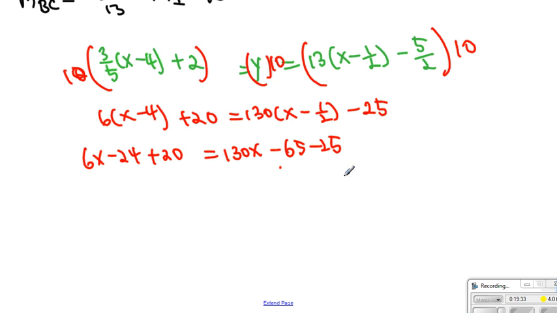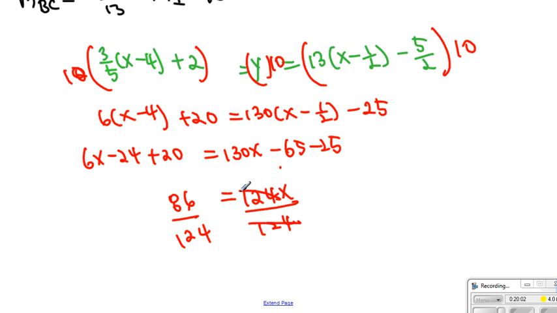Now bringing all the x values onto one side, we will end up having 124x. And if we bring all the other values to the other side, we would have 65 plus 20 plus 1, so we will end up getting 86. So if we divide by 124, then we'll end up getting an answer that's rather nice. First we can divide top and bottom by 2, then we get 43 over 62. All right, so that's the x value.